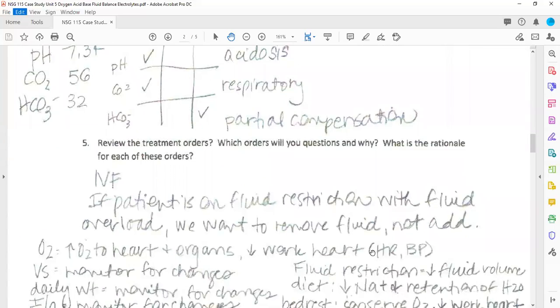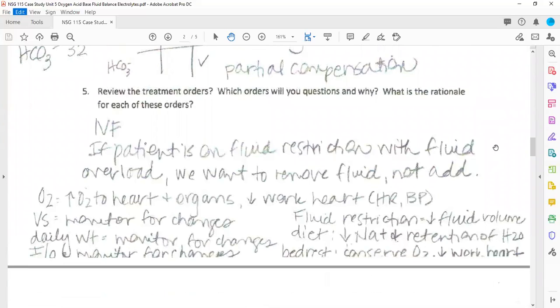So review the orders. Which orders do you question? We talked about that, the IV fluid. What's the rationale? So let's talk about why the other things were ordered. O2, to increase O2 to the heart and the organs and decrease work of the heart. Hopefully to help the workings of the heart and the lungs to decrease heart rate and blood pressure.